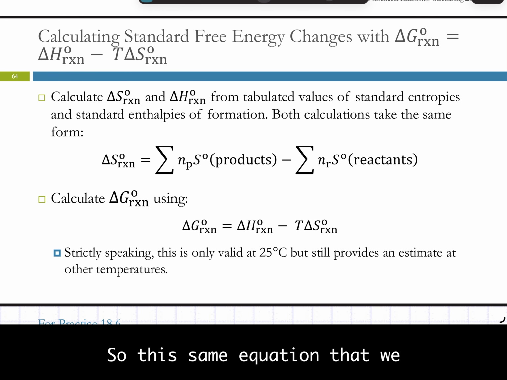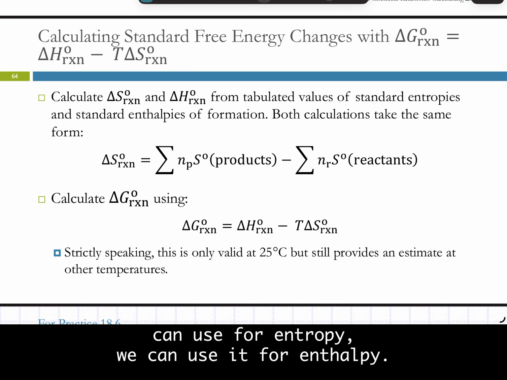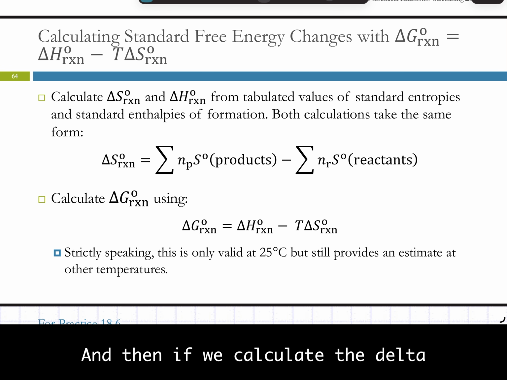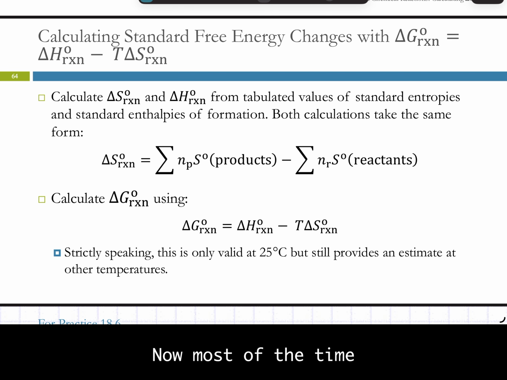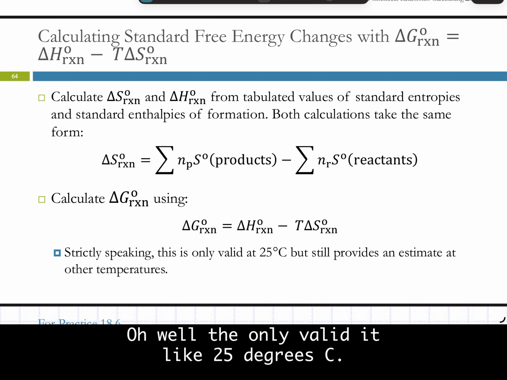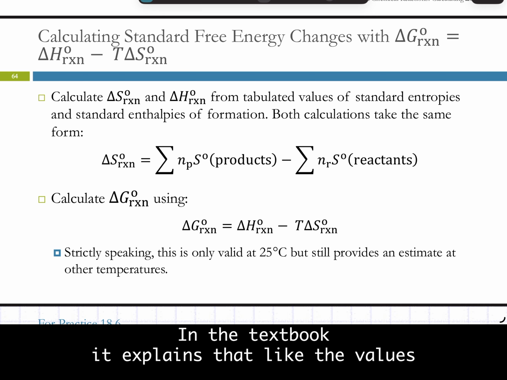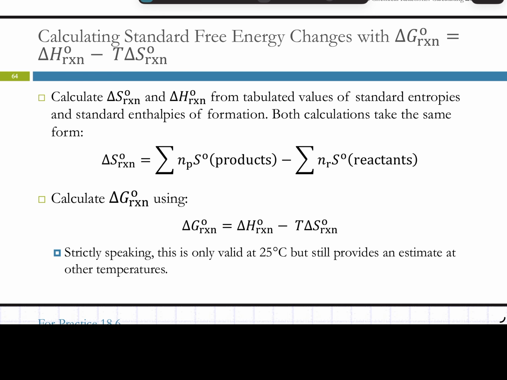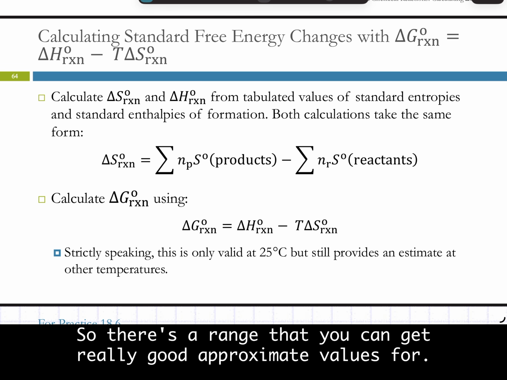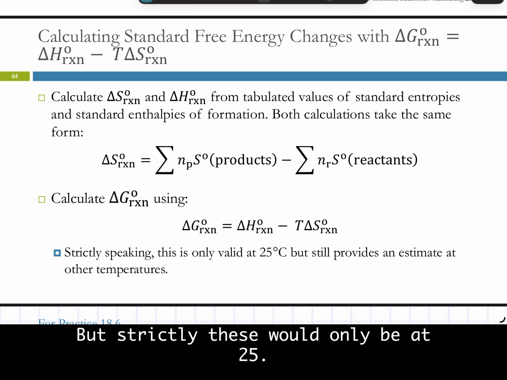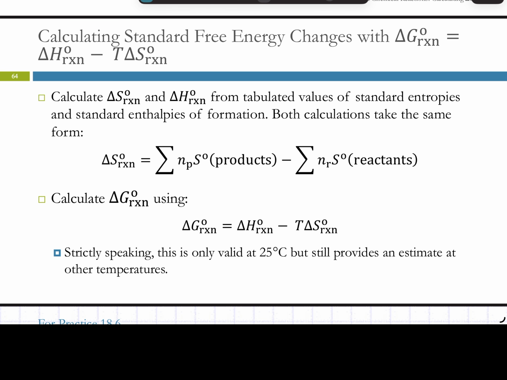So this same equation that we can use for entropy, we can use it for enthalpy. And then if we calculate the delta S and the delta H standard of a reaction, then we can use those to calculate delta G. Now, most of the time, this is only valid at about 25 degrees C. In the textbook, it explains that the values don't change that much around 25 degrees C. So there's a range that you can get really good approximate values for. But strictly, these would only be at 25 degrees Celsius.